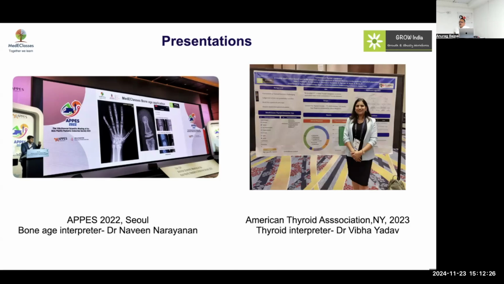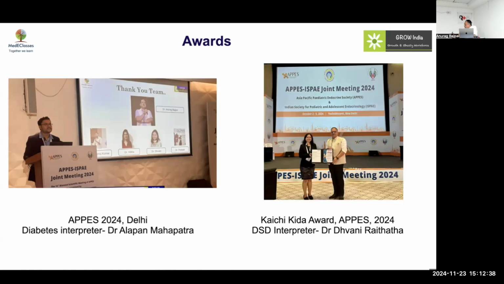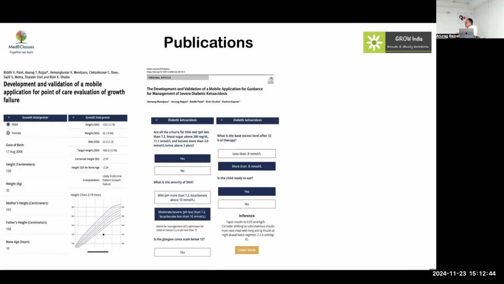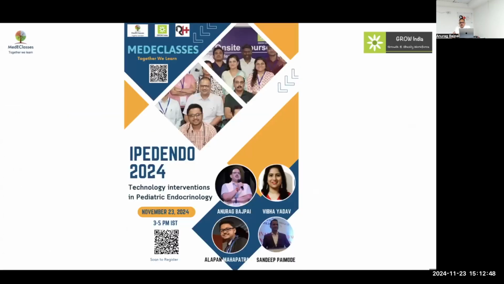Dr. Vibha has been presenting many of these, including at the American Thyroid Association, including the thyroid interpreter. Then we had Dr. Alapan, who presented the diabetes interpreter at the Asia Pacific conference. Dr. Dhwani won with the DSD interpreter. So a lot of publications have come out from there, including the growth chart, the DKA management, and the bone age assessment, and many more are on the way.